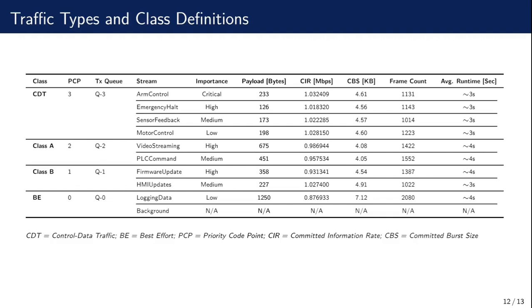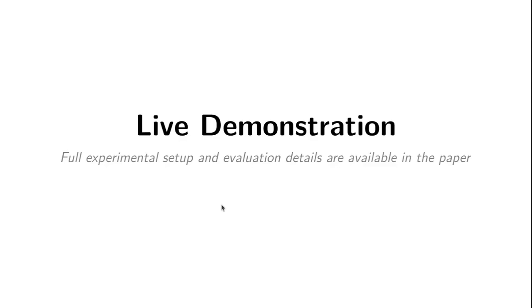So here we have the different traffic types and the class definitions. Different classes map to specific priority queues with predefined payloads, rates, and burst sizes, and these represent realistic industrial use cases like control commands, video streaming, firmware update, or logging. To conclude, we will present a live demonstration of the system in action. For more technical details and evaluation metrics, please refer to the full paper.